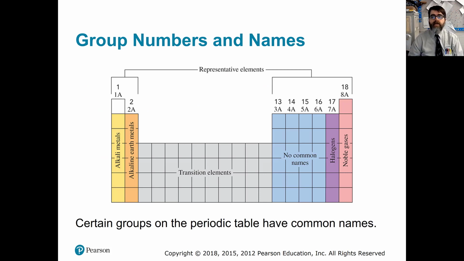And some of those groups have names. I will point out, even though it says there's no common names, I should say there's no common names in the U.S. It turns out in the rest of the world, there are names for these. These are the pnictogens and the chalcogens, and I think this is just called the boron family and the carbon family. And of course, you could call this the nitrogen, oxygen, fluorine family.